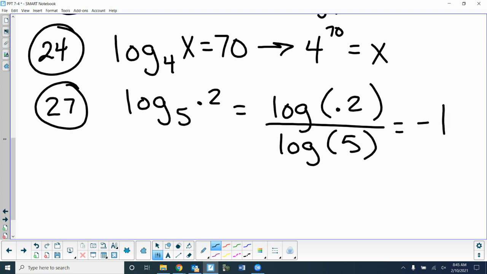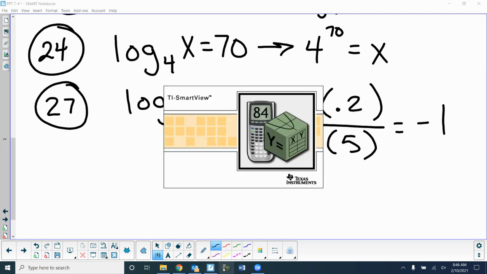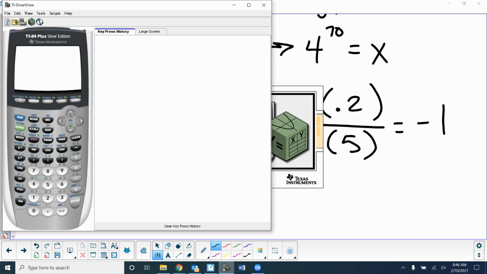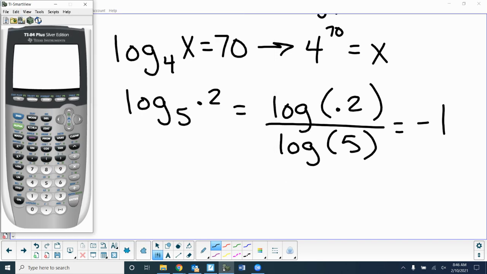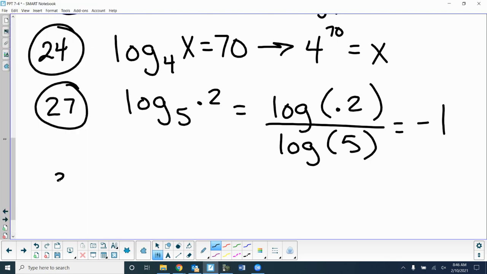Okay. Some of you are missing that because you're not closing this off. When you hit the log button, it doesn't have to be the graphing calculator for these, but when you hit log, it gives you that parenthesis. So you have to close it off before you hit the division sign, okay? So make sure you put it in right. So this should be really easy the rest of the way.